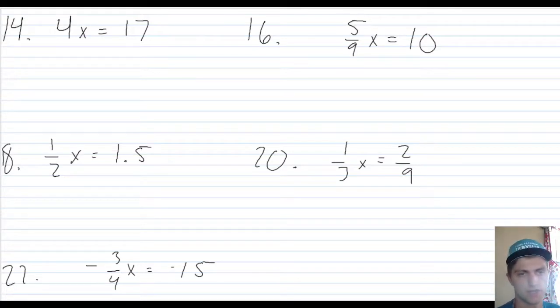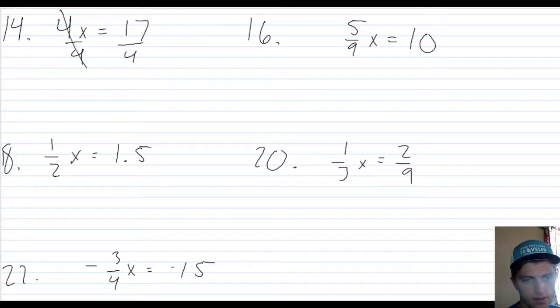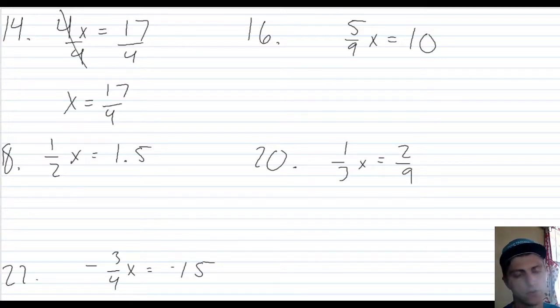Okay, 4 times x equals 17. How do we undo multiplication by 4? We divide by 4. What we do to one side, we've got to do to the other. Cancel, cancel. Do 17 and 4 have anything in common? No, so we can just leave it as 17/4 if we want. If you wanted to change it to a mixed number, you could, but this is perfectly acceptable.